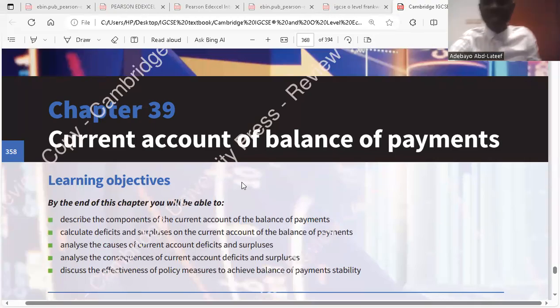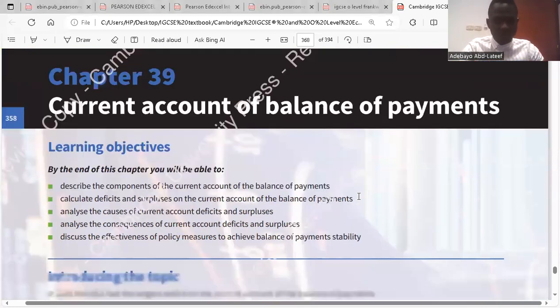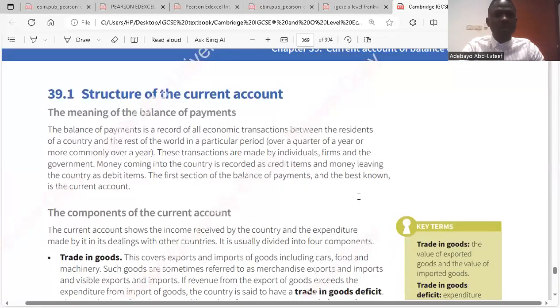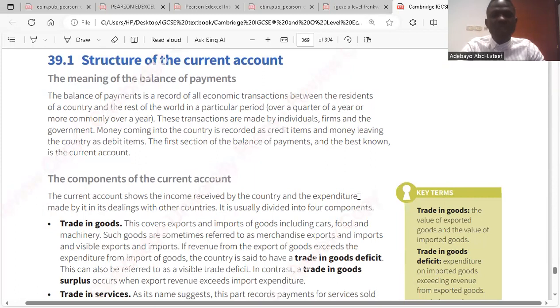We go to chapter 39, current account, balance of payments. Structure of the current account. The meaning of the balance of payments.